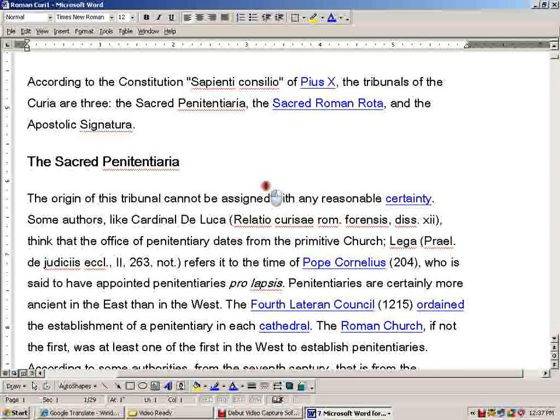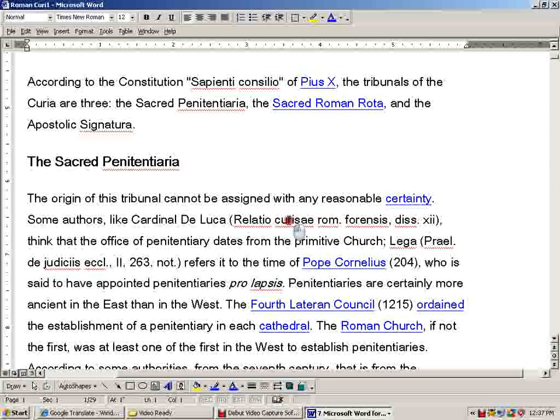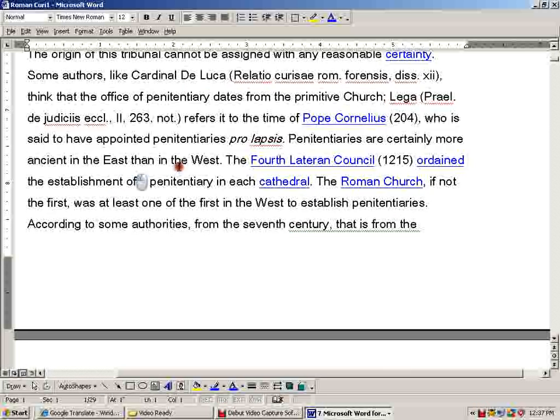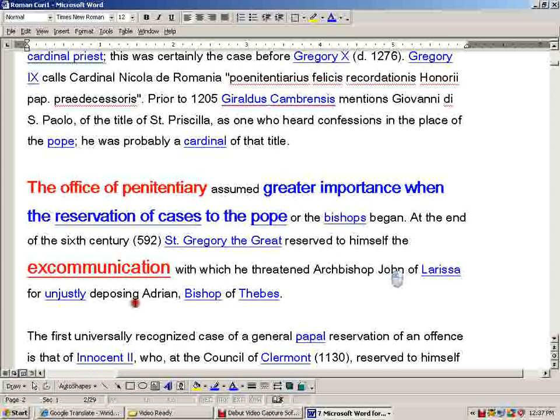And, right, it's got a number of tribunals, which we talked about. And the first one is the Sacred Penitentiary. And the Office of the Penitentiary assumed greater importance when the reservation of cases to the Pope, such as excommunication.